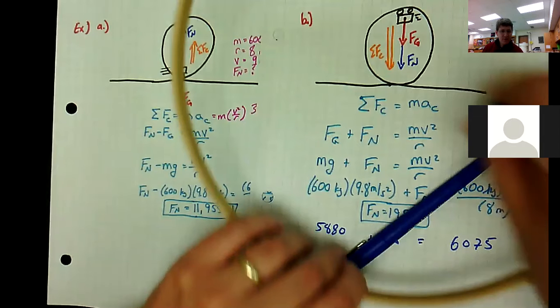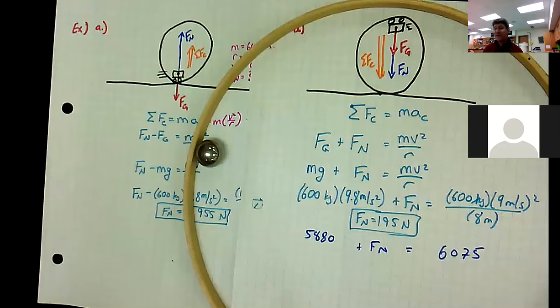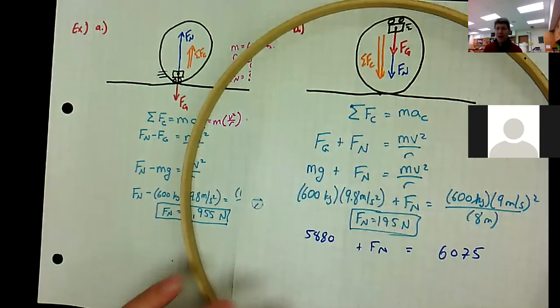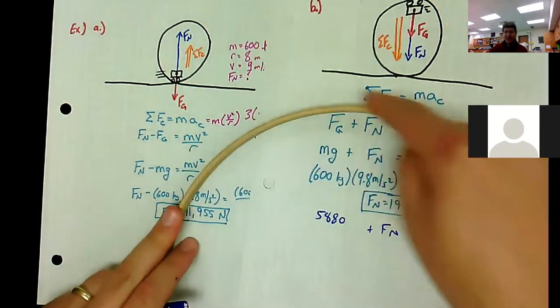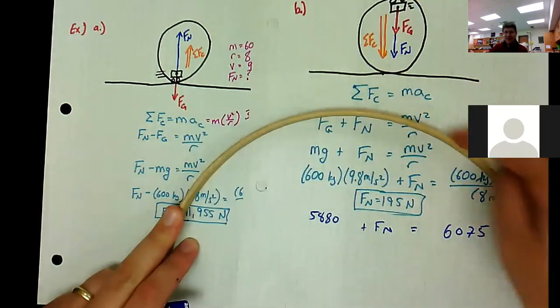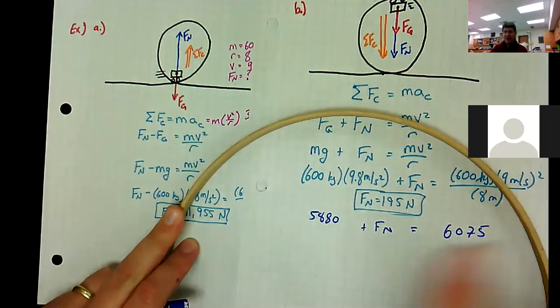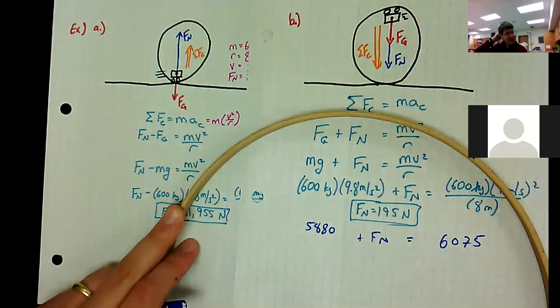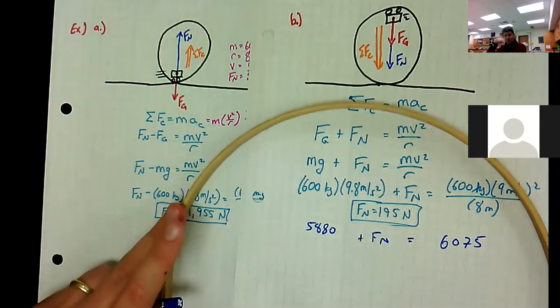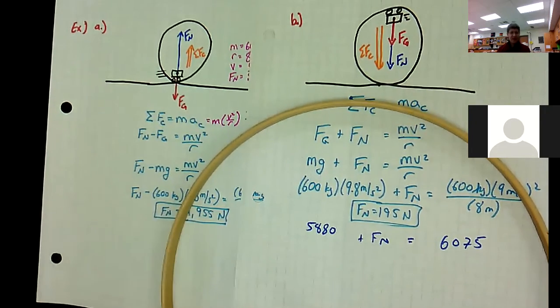I'm assuming that the normal force at the bottom will always be greater than the normal force at the top. In a loop, yes. We're going to do a problem in a second where it's like a hill. If you're going around a hill, the normal force is going up, so it's a different situation. But yes, Landon, in any loop, it's going to be bigger at the bottom and smaller at the top. Any other questions about this?